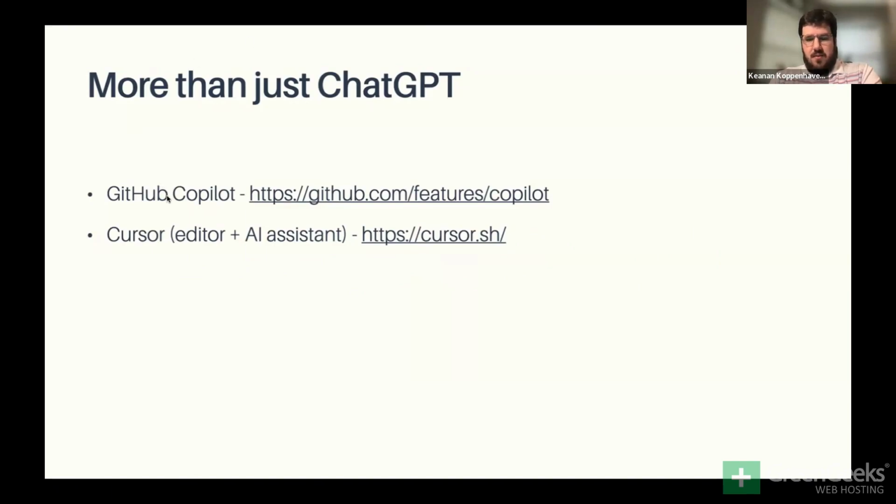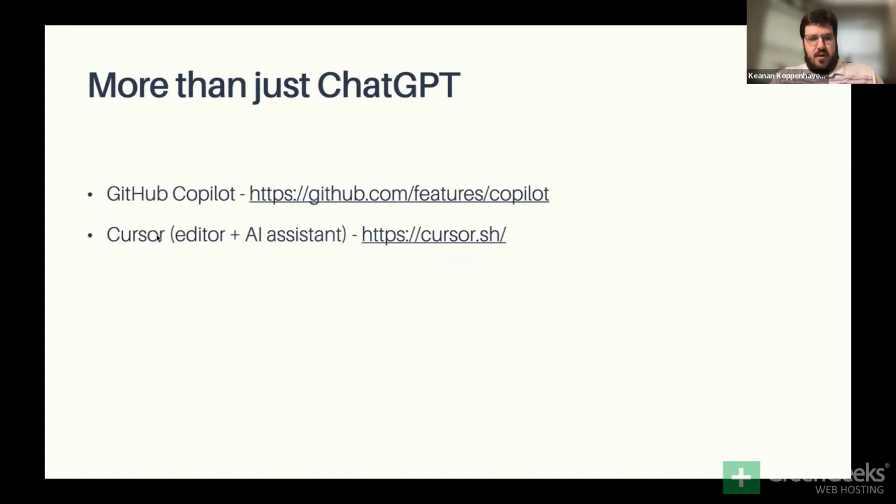GitHub Copilot is a tool that GitHub has released. It was trained on a lot of the code that developers like you and I have uploaded to GitHub. And it's able to take natural language prompts and turn them into code based on its understanding of all the code that's been uploaded to GitHub.